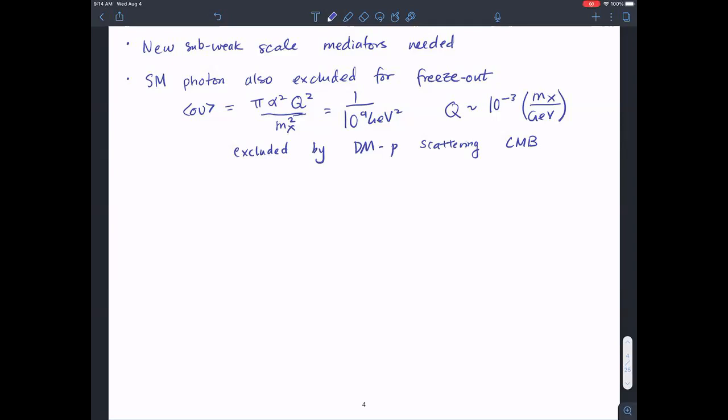Yes? Could we have some fraction of the current density be these milli charged particles and then the rest made up for with something else? And then maybe that Q could be lower so you can evade these bounds?